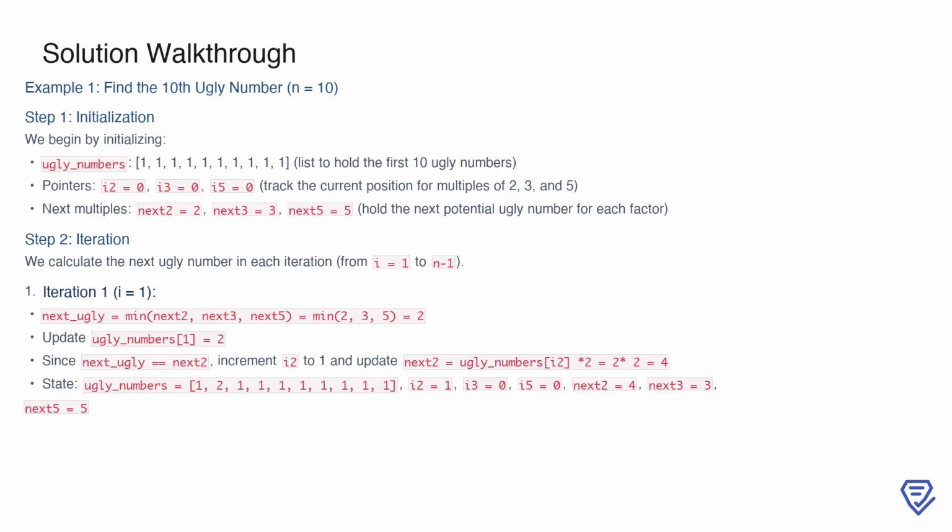The next step is to iterate through the sequence, starting from index 1 up to n-1. During each iteration, we calculate the next ugly number by taking the minimum of next2, next3, and next5. In the first iteration, this minimum is 2, so we update the second position in the ugly_numbers list to 2. Since 2 came from next2, we move the pointer i2 to the next position and update next2 to the next multiple of 2, which is 4. At this point, the ugly_numbers list becomes 1, 2, 1, 1, 1, 1, 1, 1, 1, 1, and the state of our pointers and variables is updated accordingly.